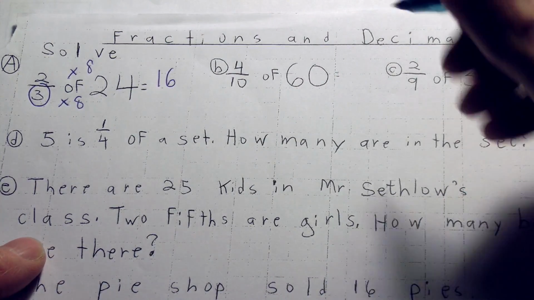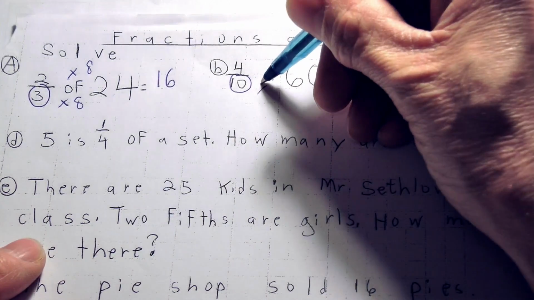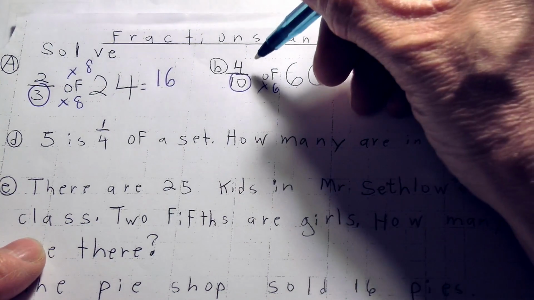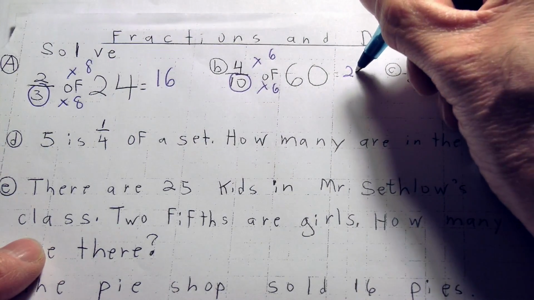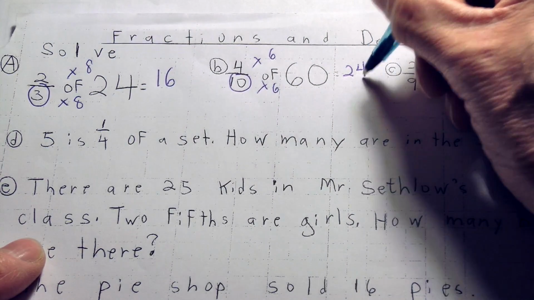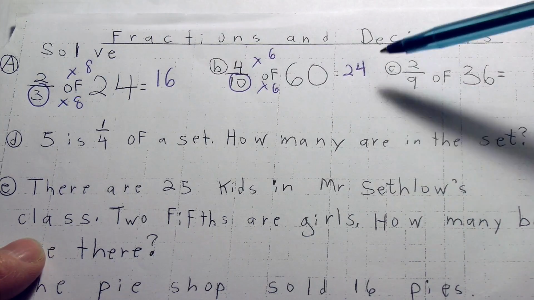4/10 of 60. How many in each group? 10 times 6 is 60. Therefore, 4 times 6 is 24. 4/10 of 60 is 24, because 4/10 is almost half. 5/10 of 60 would be 30.